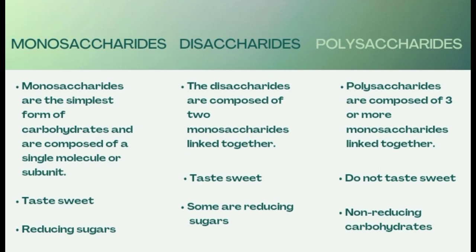And lastly, since polysaccharides are composed of 3 or more monosaccharides, they have numerous chemical rings. Polysaccharides are insoluble in water. So it means hindi na siya natutunaw sa tubig. And because of its complex structure, kasi nga napakadami niya ng chemical rings, it became a non-reducing sugar. And one example of polysaccharides is starch.